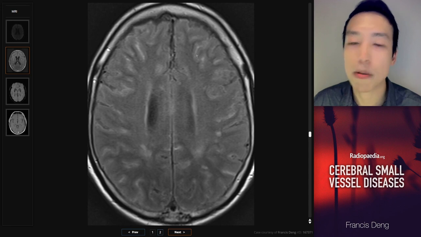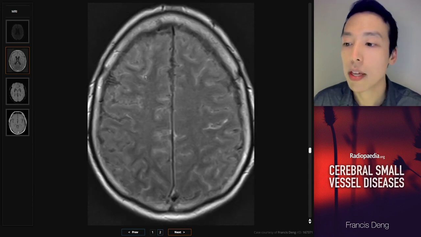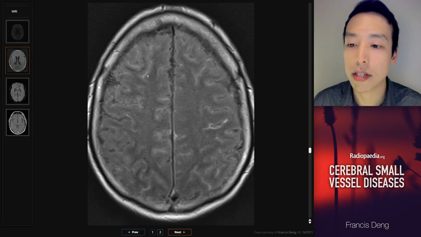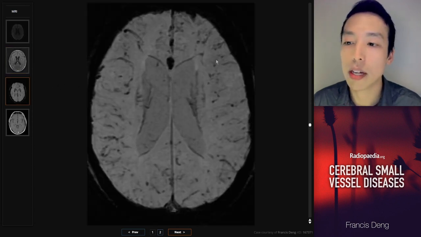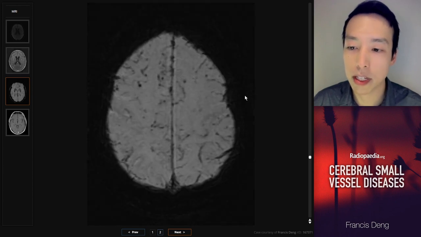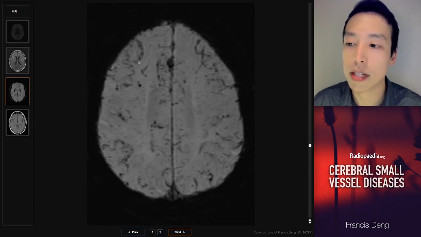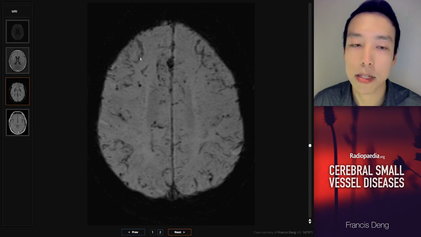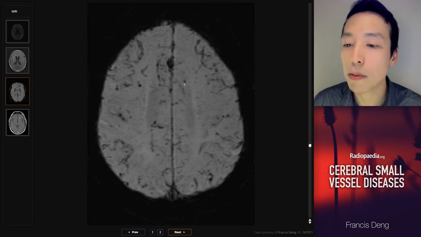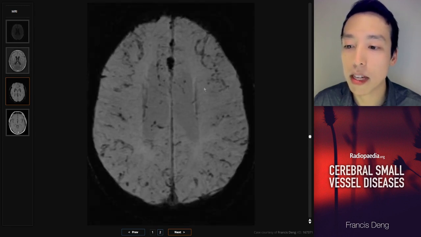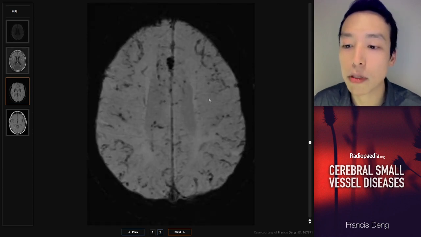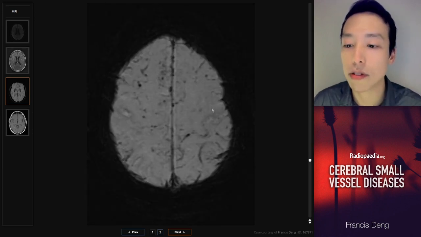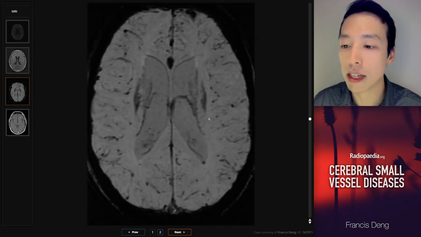On FLAIR, we see non-suppression of the fluid signal in the sulci, and that can either be due to proteinaceous content, inflammation, or due to subarachnoid hemorrhage. On SWI, this is a minimum intensity projection image. We see that in some of the sulci, there is hypointensity, confirming our suspicion that some of that sulcal FLAIR hyperintensity was subarachnoid hemorrhage. In addition, there are a number of punctate hypointensities on this SWI that, if you looked at the thinner images, would be confirmed to be parenchymal. So there are cerebral microbleeds in addition to the subarachnoid hemorrhage that we saw in this case.